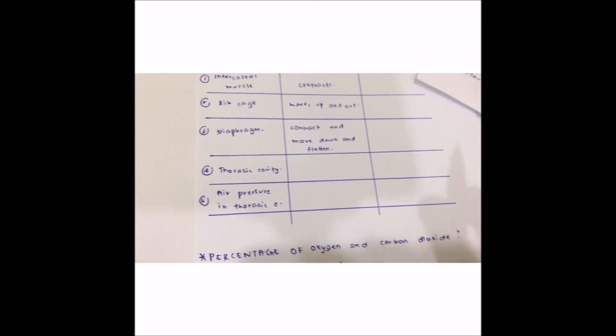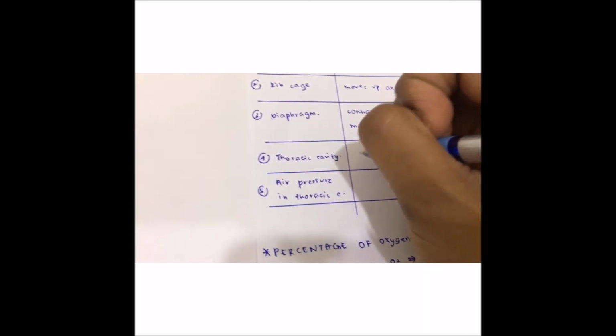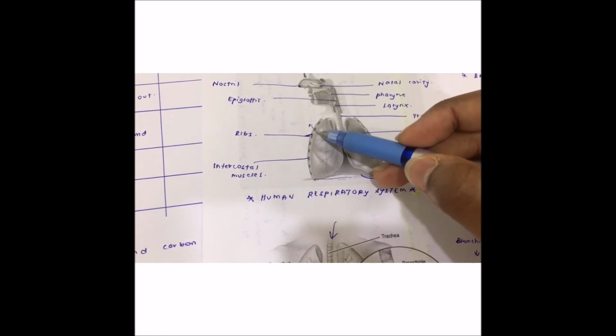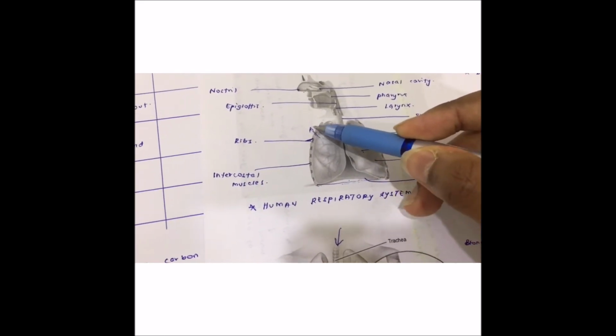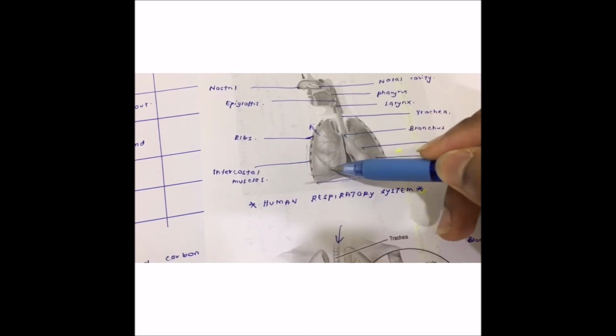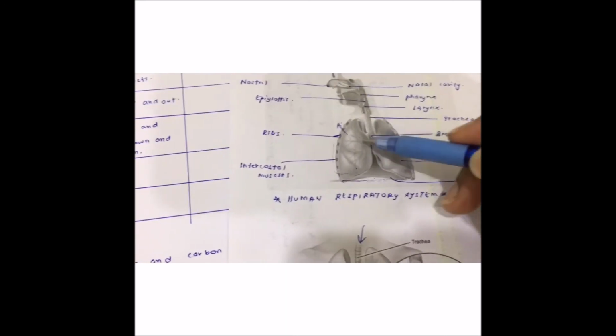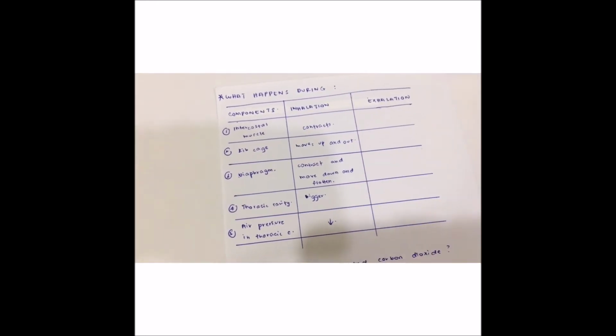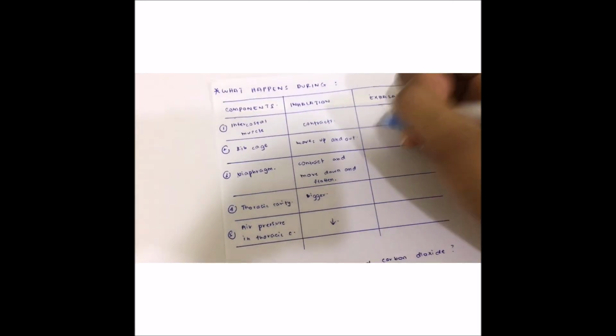About the thoracic cavity, so for thoracic cavity, the cavity will become bigger. It becomes big as the rib cage moves out, right? So the cavity will become big, so that it can allow more air entry. So the air pressure in the thoracic cavity will decrease. It will decrease.